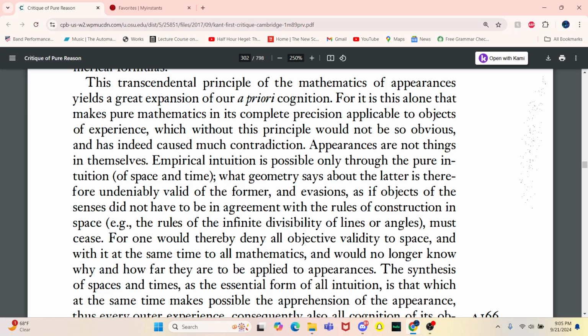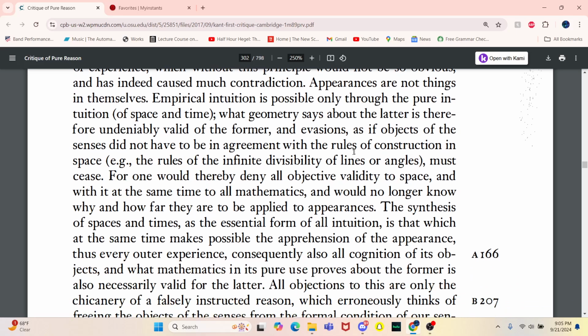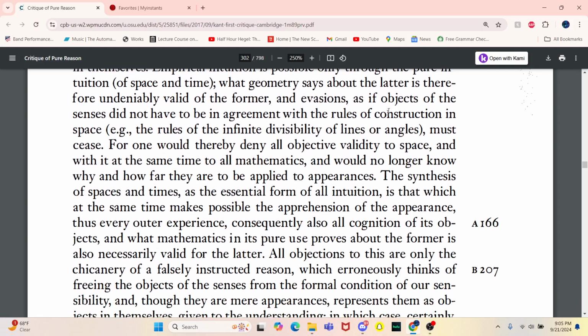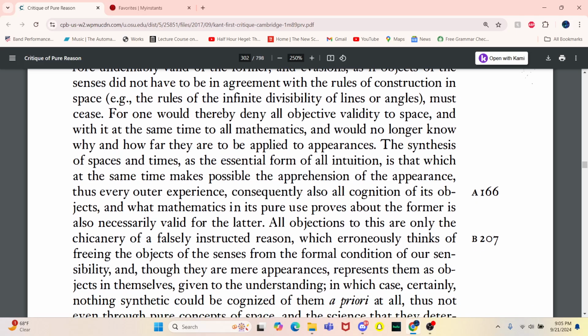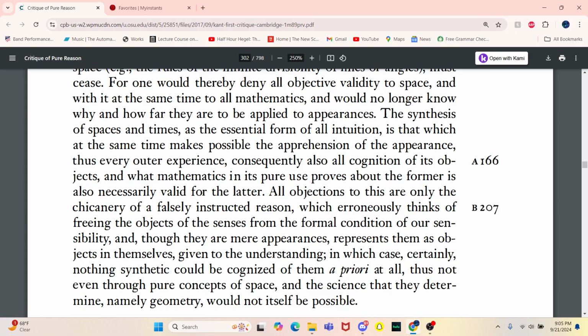Appearances are not things in themselves. Empirical intuition is possible only through the pure intuition of space and time. What geometry says about the latter is, therefore, undeniably valid of the former, and evasions, as if objects of the senses did not have to be in agreement with the rules of construction in space, e.g., the rules of the infinite divisibility of lines or angles, must cease, for one would thereby deny all objective validity to space, and with it at the same time to all mathematics, and would no longer know why and how far they are able to be applied to appearances.